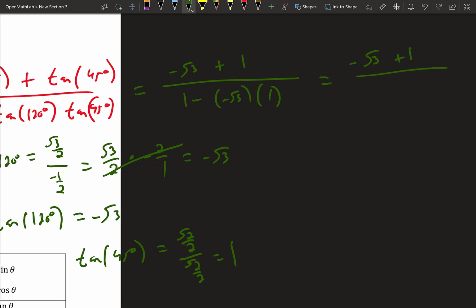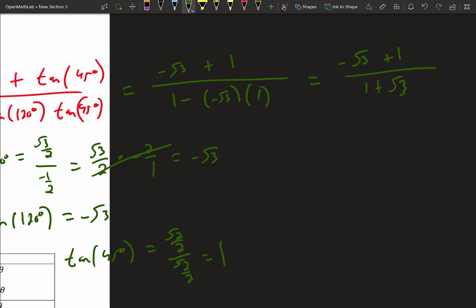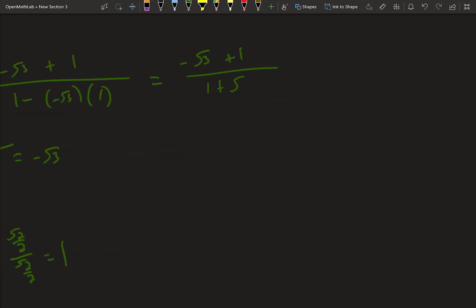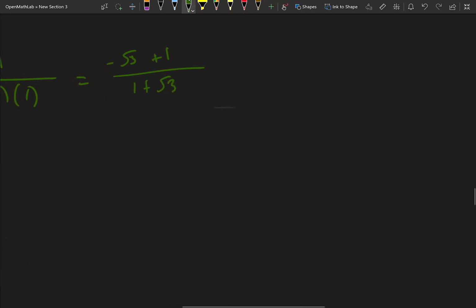So this is equal to negative radical 3 plus 1 all over 1 minus negative 3, which would be 1 plus radical 3. So then what we want to do is rationalize the denominator.